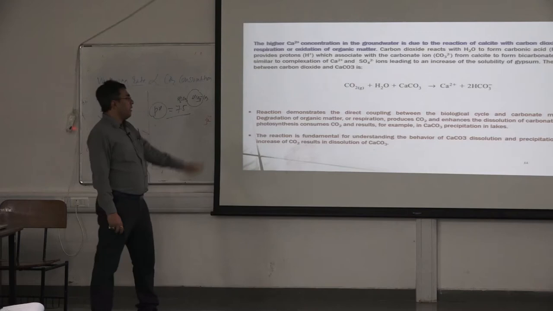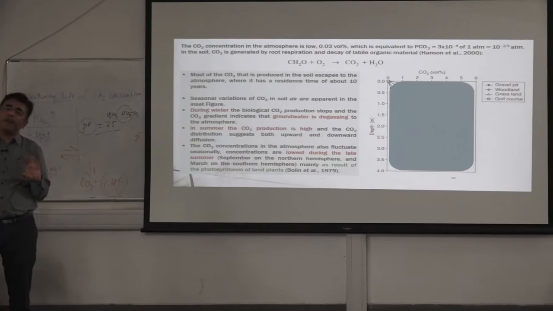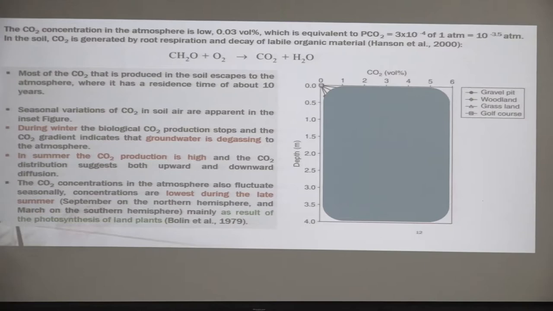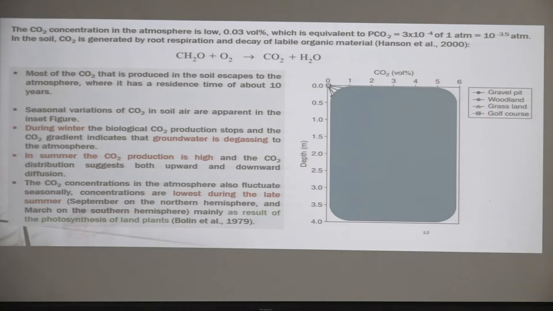Now, how can this CO2 vary? I have already told you about this, but it is a bit difficult. I don't know whether you will understand it or not, but still I took the challenge to bring this graph. I would have omitted this because you don't know the content of this presentation, right? But if you know that photosynthesis can consume CO2 and respiration can give CO2, then you will know what the partial pressure of CO2 in the soil is.